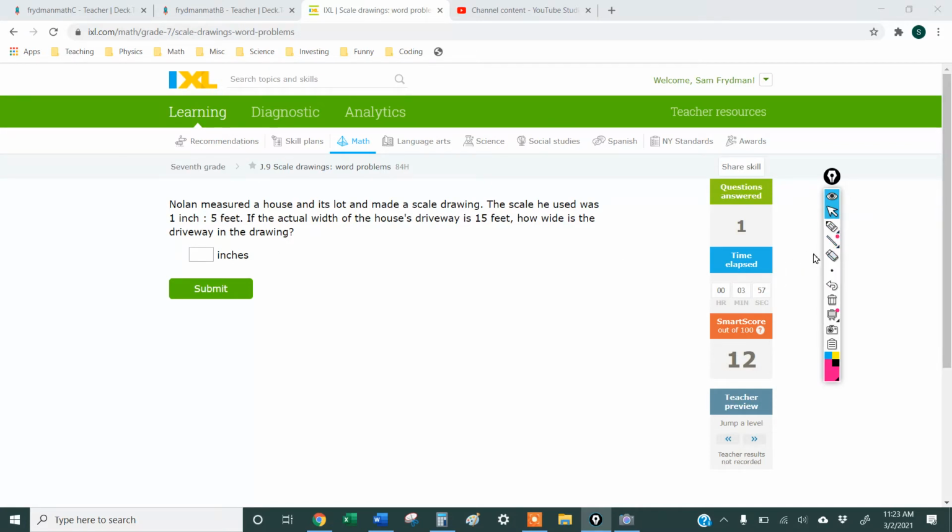Okay, so I mean, really this is basically the same thing. We could do it like this. If 1 inch corresponds to 5 feet, then, let me write the abbreviation for feet, which is FT. Okay, so if 1 inch corresponds to 5 feet, then how many inches would correspond to 15 feet? Well, over here, we could say 5 times 3 is 15. So then over here, we could do 1 times 3, and we would get 3.